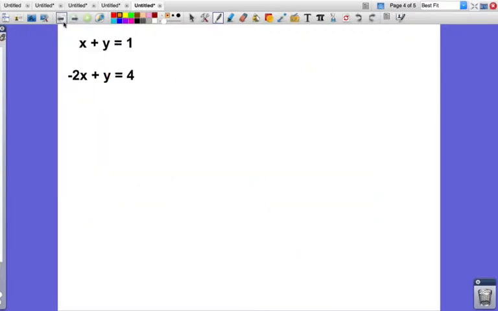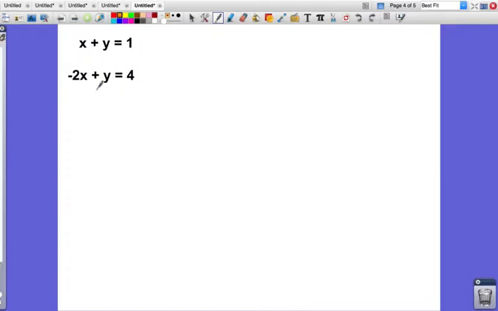Now let's look at something that might be just a little bit different. So now I have x plus y equals 1, and I have negative 2x plus y equals 4. So with this one, if I were just to add these equations together, I will not be able to eliminate anything, okay? Because if I add the two y's together, that'll give me y plus y is 2y, x plus negative 2x is negative 1x.